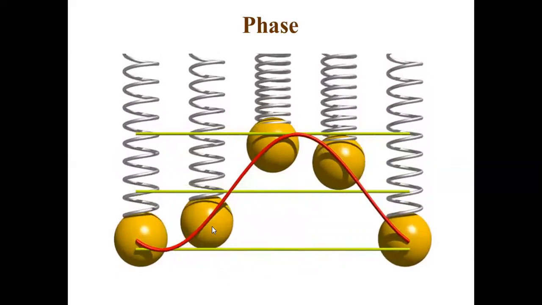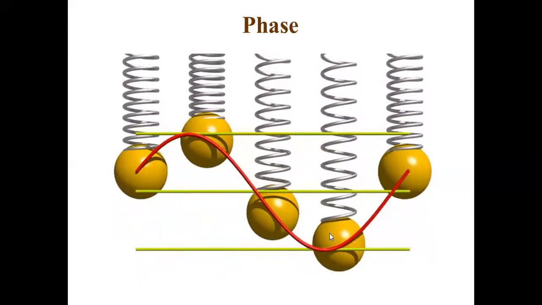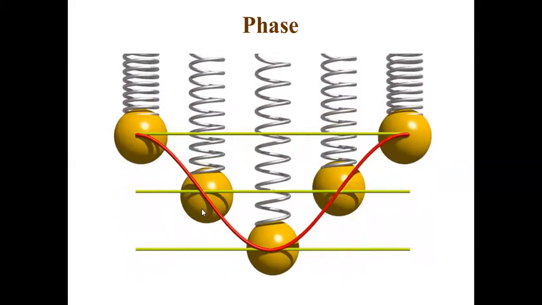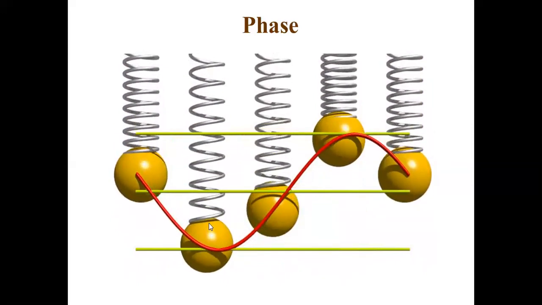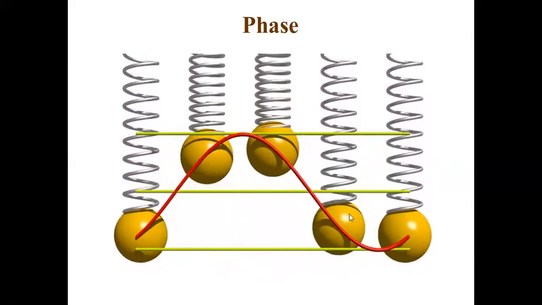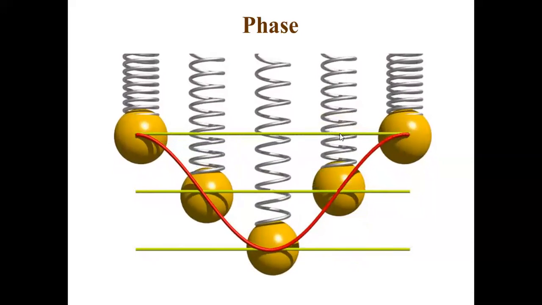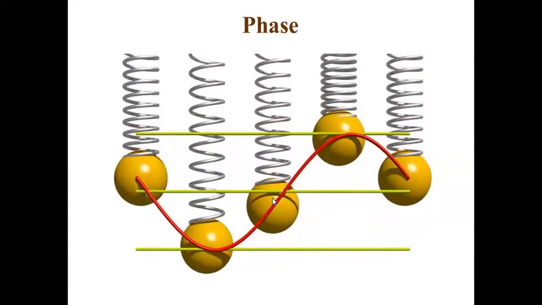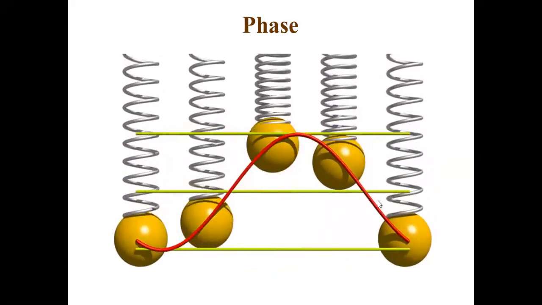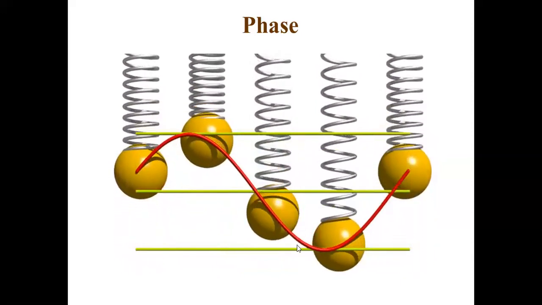This and this, the second one and the fourth one, are quite opposite. They have a phase difference of 180 degrees. That means when this completes half a rotation, this will start. When this goes to the crest, this is at the trough. When this comes to the trough, this goes to the crest. So they have 180 degrees. What about this and this? The third one and the fifth one, they are also 180 degrees, right?